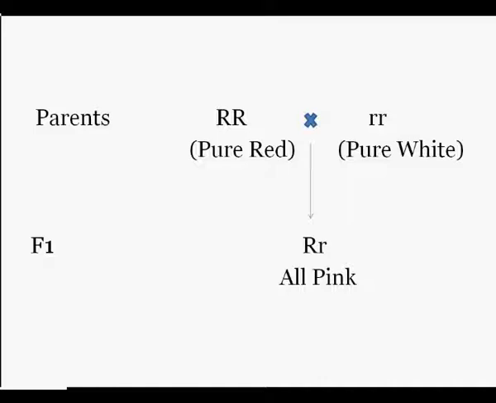Incomplete dominance states that this capital R is incompletely dominant over small r. Because capital R is not showing its dominance over small r, we get the intermediate effect, which is pink in nature.